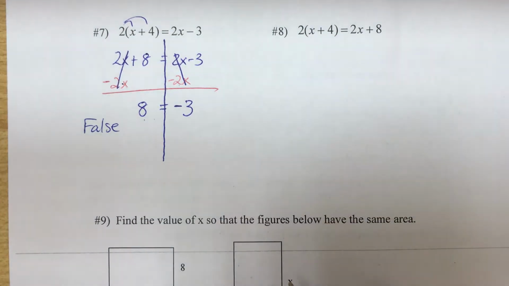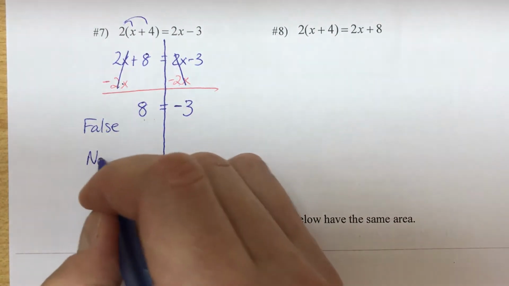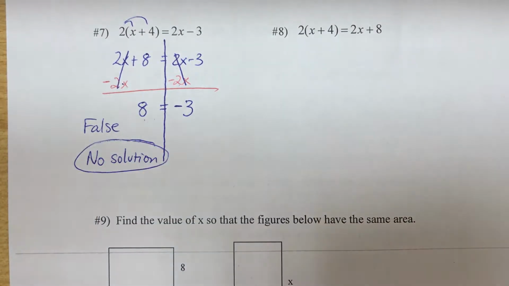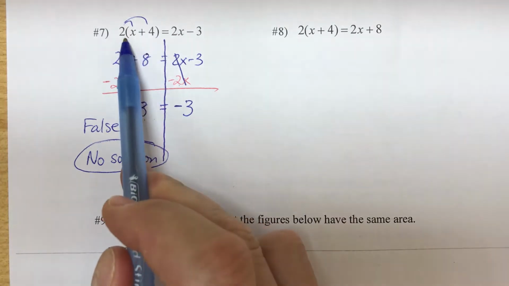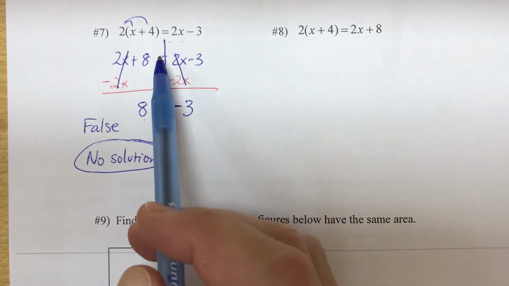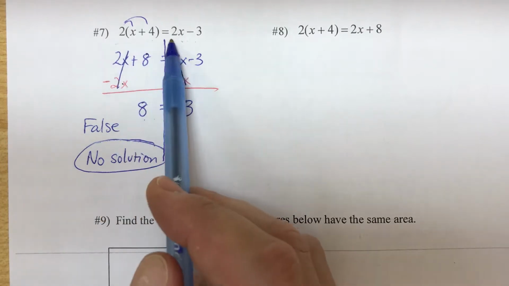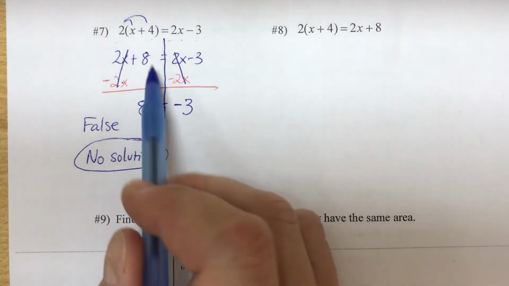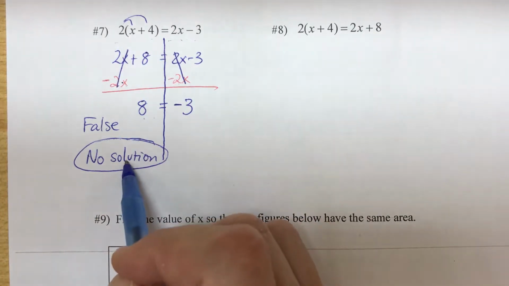So if that happens, what we would say is that there is no solution. There is no answer, no value that makes this side equal to this side. You can try. You can pick numbers and type in the left side and the right side, and you will never get the same thing. So it is possible that an equation will have no solution.